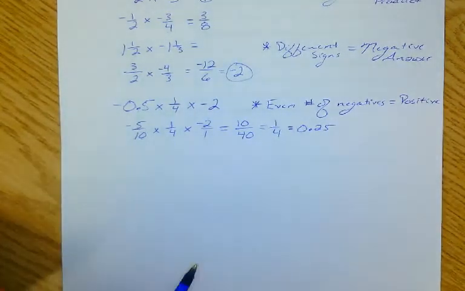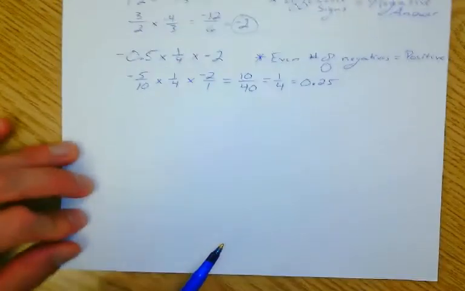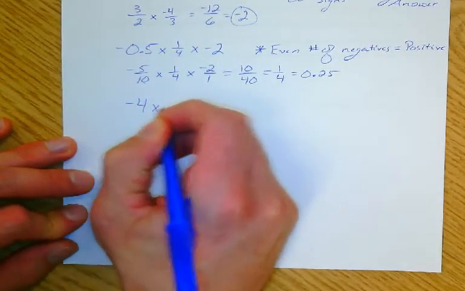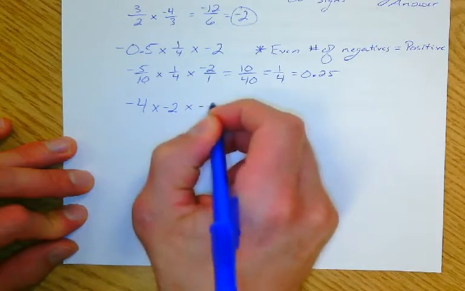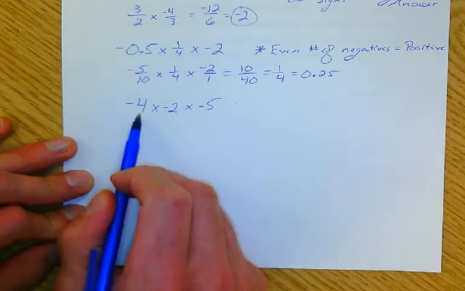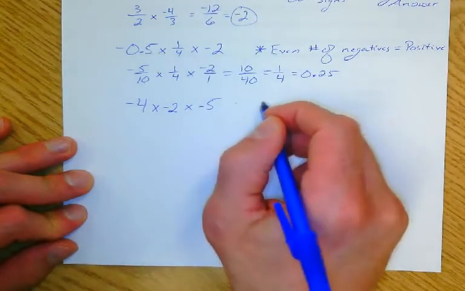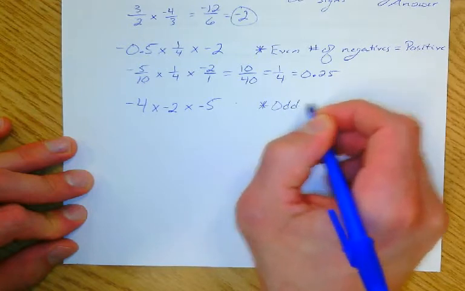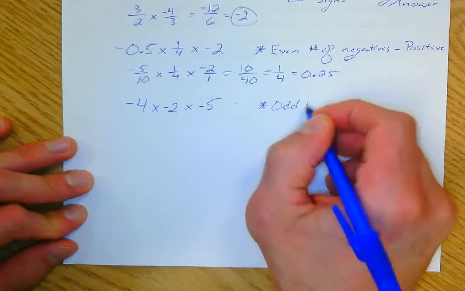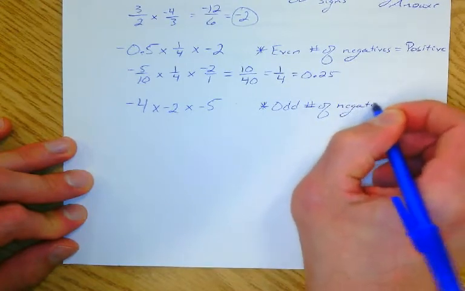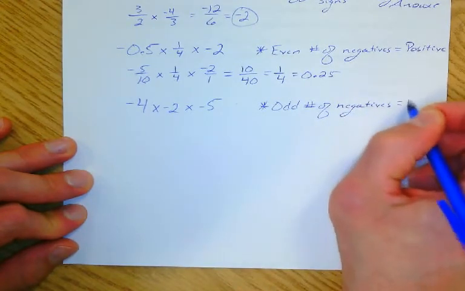Now what if we have an odd number of negatives? Let's do a little easier example with just integers. Let's say we have -4 times -2 times -5. I have an odd number of negative factors because I have 3 negative factors here. When this happens, we will get a negative answer. So an odd number of negatives will equal a negative.